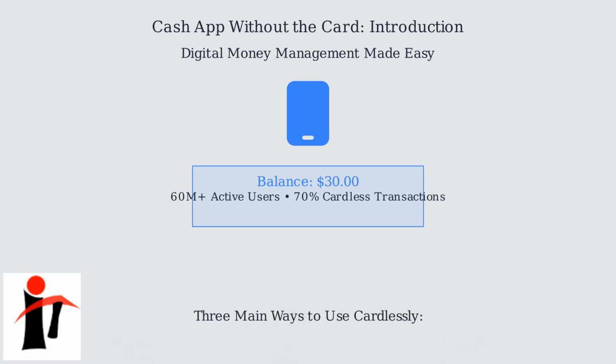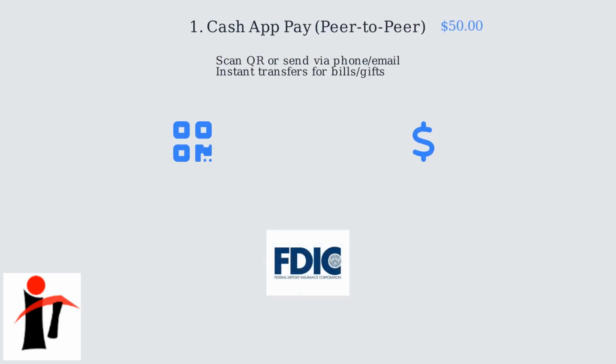We will cover the three main ways to use Cash App without a physical card: peer-to-peer payments via Cash App Pay, direct bank transfers, and investing in stocks or Bitcoin. The first way to use Cash App cardlessly is through Cash App Pay for peer-to-peer payments.